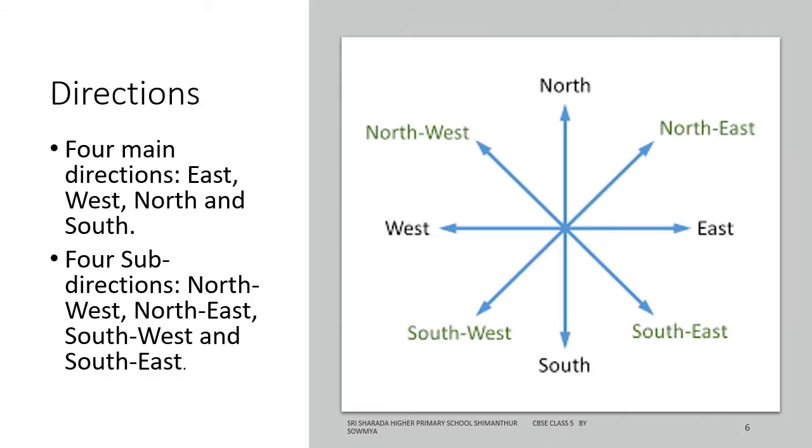Directions are important to understand a map. There are 8 directions as listed in the slide, 4 main directions and 4 sub-directions. The 4 main directions are east, west, north and south. The 4 sub-directions are northwest, northeast, southwest and southeast.